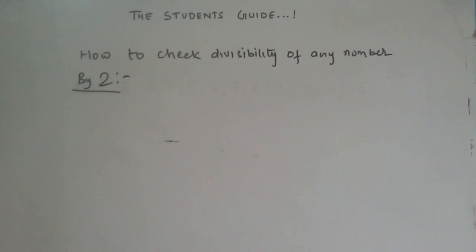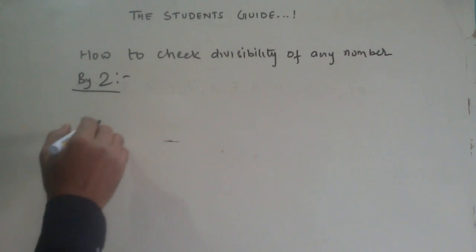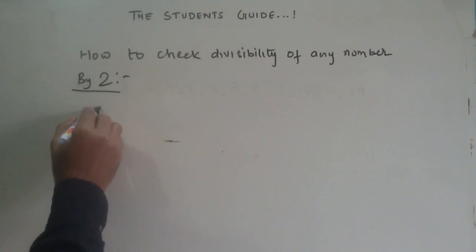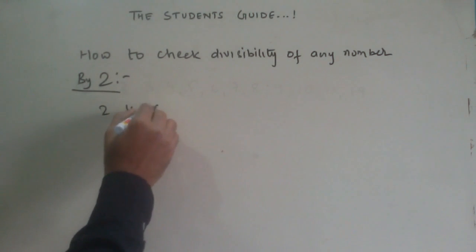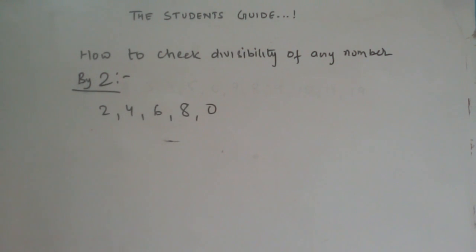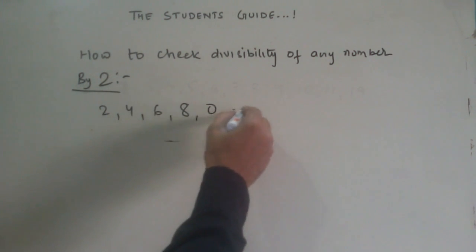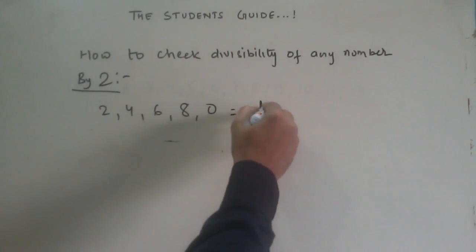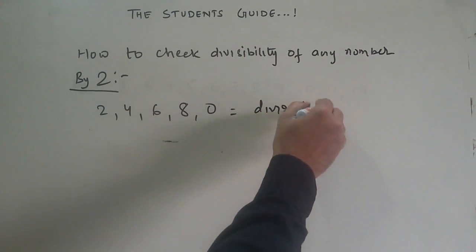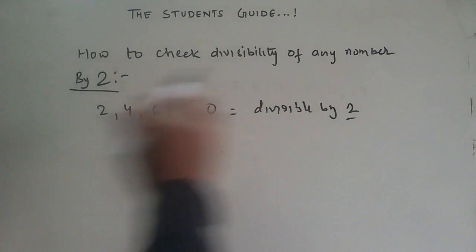First we will see how to check whether a number is completely divisible by 2. Any given number whose unit digit, the last digit, is either 2, 4, 6, 8 or 0 is divisible by 2. I mean to say it is completely divisible by 2.